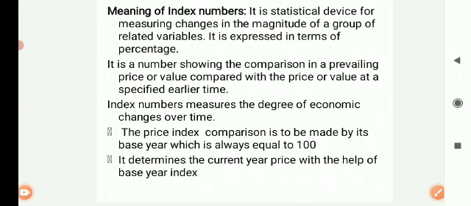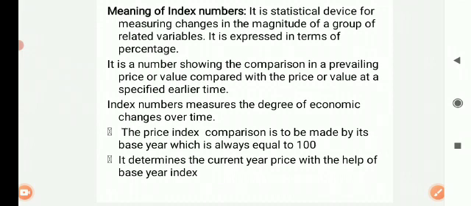It is a number showing the comparison of a prevailing price or value with the price or value at a specified earlier time. It means that index numbers explain the comparison between the prevailing price and the earlier price. What is the prevailing price at present and what was the earlier price? The earlier price is called the base year price and the prevailing price is known as the current year price. Whatever difference is there between these two prices is called, for example, the index number.